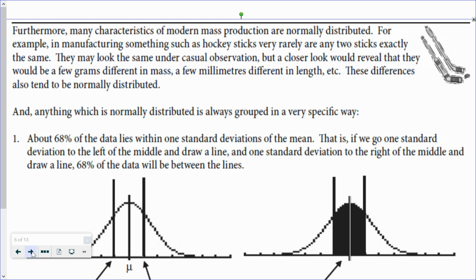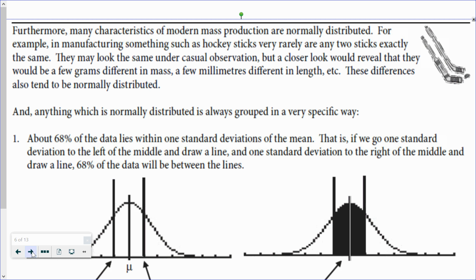This is on to page 22 in your notes package. So it says, furthermore, many characteristics of modern mass production are normally distributed. For example, in manufacturing something such as hockey sticks, very rarely are any two sticks exactly the same. They'll be pretty darn close under casual observation, but a closer look would reveal that they might be a little bit different in mass, a little bit different in length, a very small difference. And so these differences tend to be normally distributed as well.